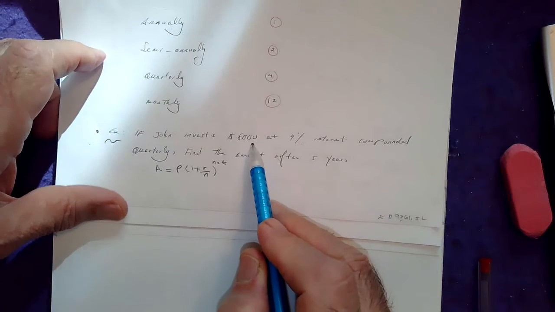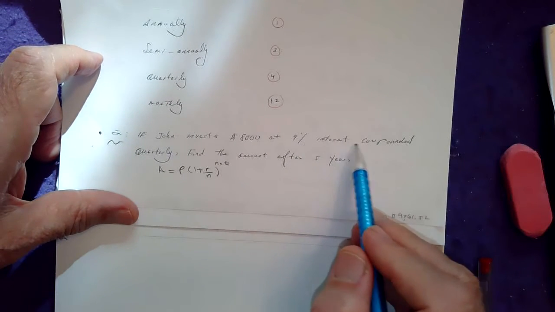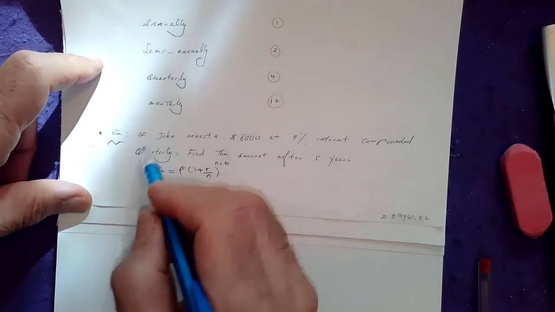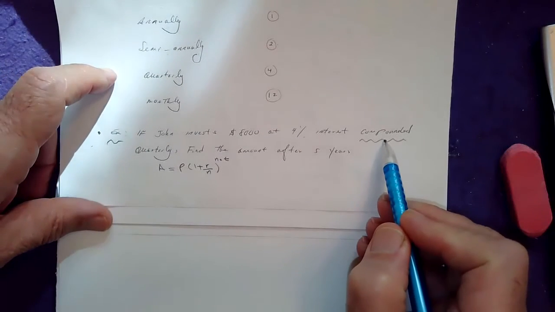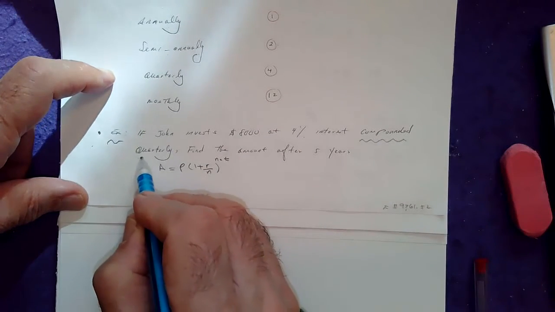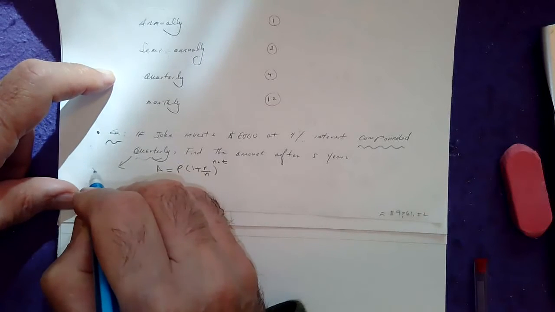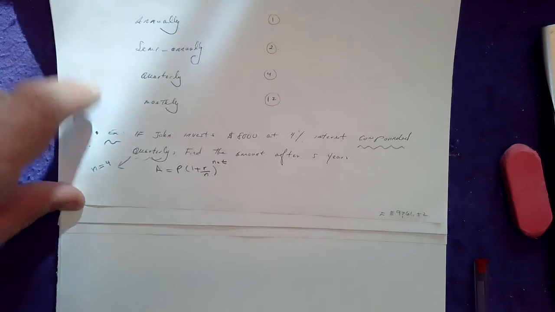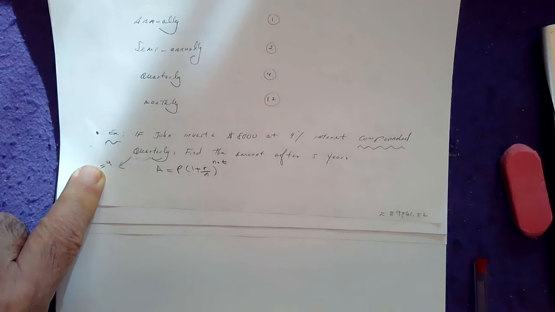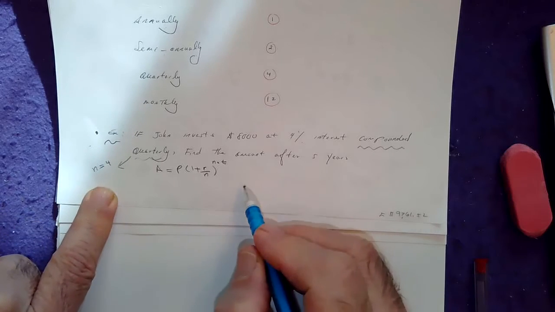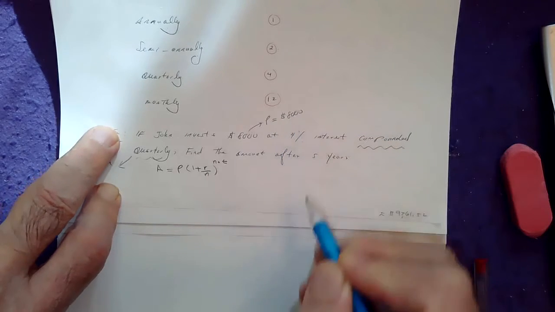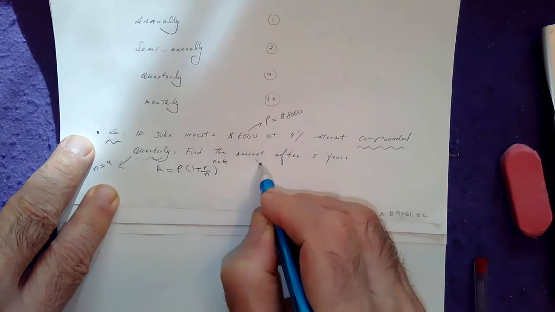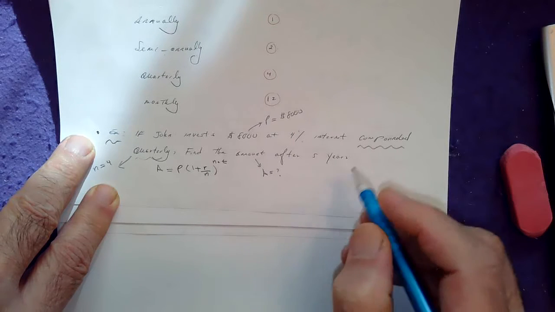If John invests $8,000 at 4% interest compounded quarterly, first of all, this is compound interest. It's not simple because it says compounded. Second, quarterly means that in your formula, N is equal to 4. That means you get interest 4 times per year, so every 3 months. The principal is $8,000. Find the amount. That means the accumulated amount is missing.